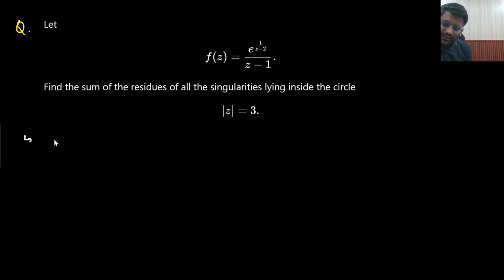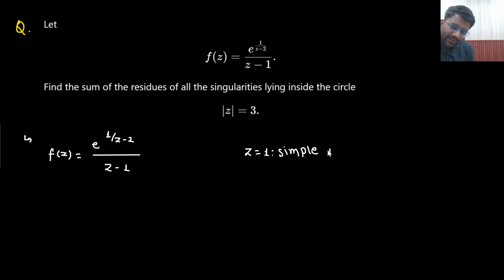You will be able to find out the singularity. What is your f of z? Sir, f of z is nothing but e to the power 1 upon z minus 2, divided by z minus 1. This is your f of z. Now if I put the denominator equal to 0, then z equals 1 will be a simple pole only. And if I do the expansion, then I can directly see that z equals 2 will also create the problem, and it will come out to be an essential singularity.